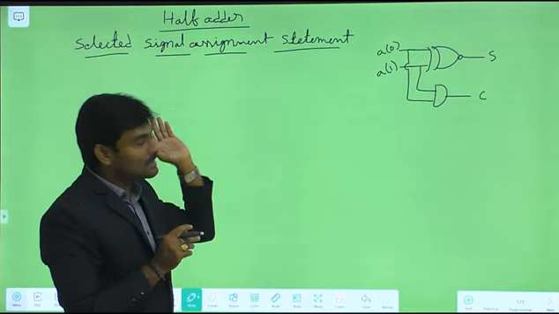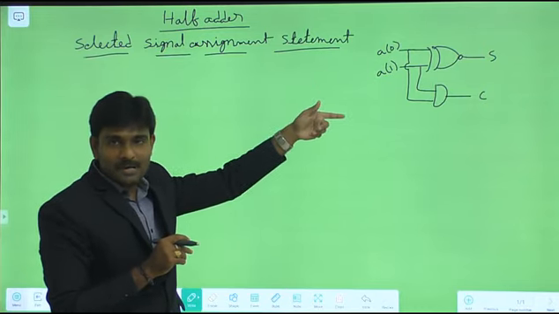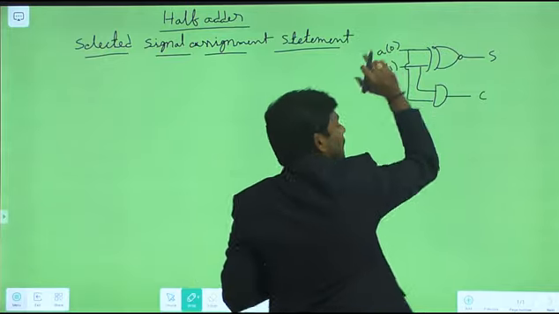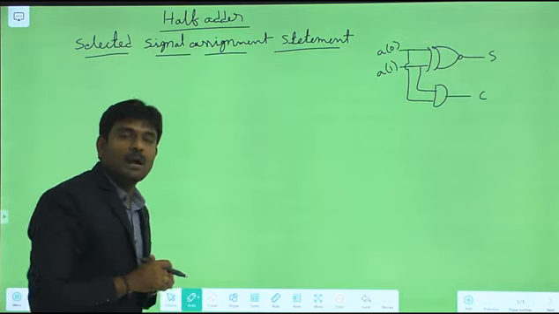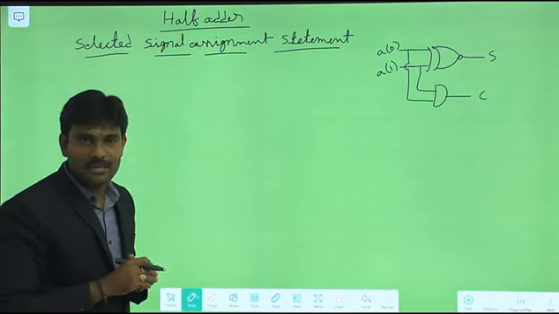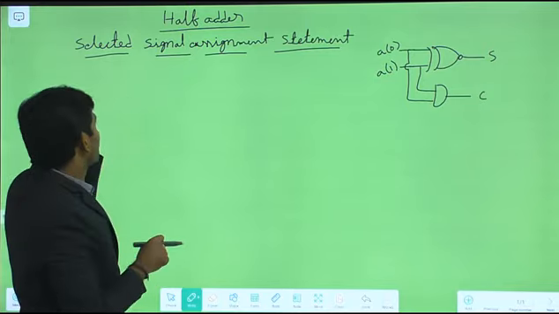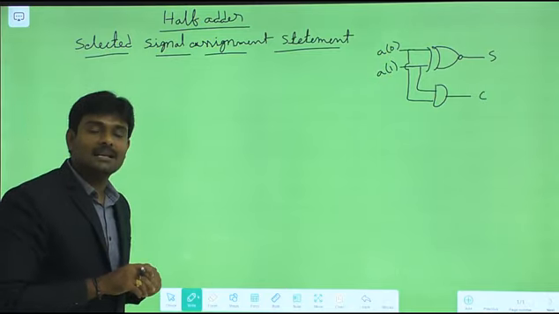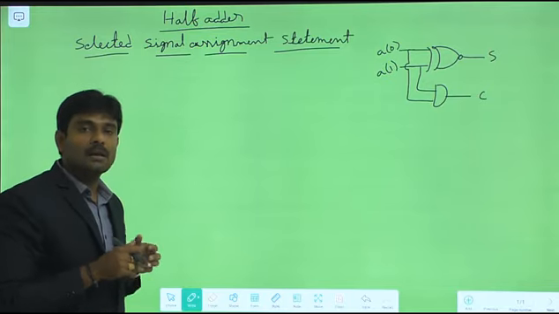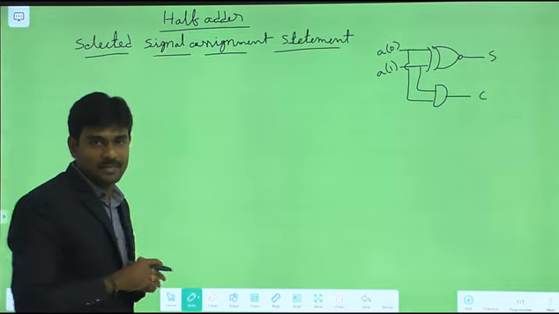Whatever I considered in the previous example, where sum is represented with S and carry with C, where sum equals the XOR operation between these two and carry is the AND operation between the inputs A of 0 and A of 1. I considered such a circuit. For that, now I am supposed to write the program by means of the selected signal assignment statement, for the half adder, that too in data flow description style. So let me write the program for this.